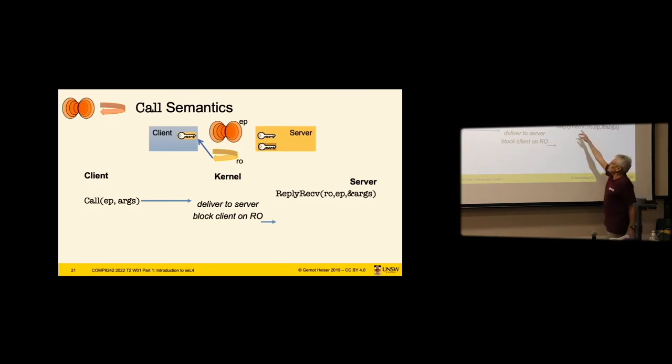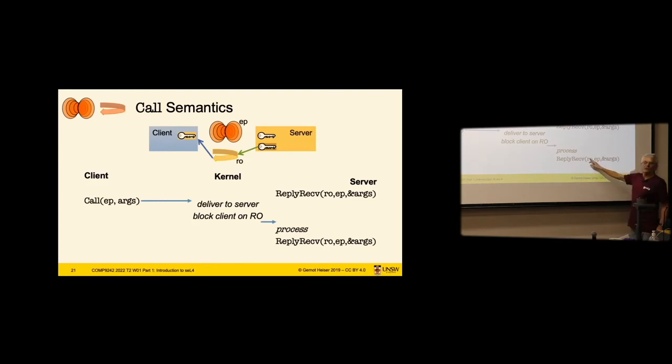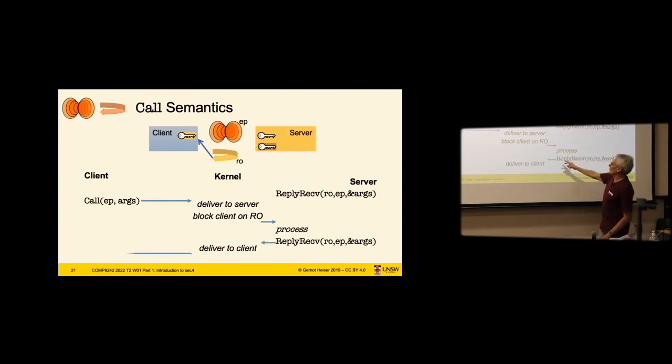And so the kernel delivers the arguments to the server, blocks the client on the reply object, and then the server can execute, do the processing, and then when it's done and responds back to the client using this reply-receive operation, it invokes the reply object. So that means it sends the response back through this reply object, and that then has the kernel deliver the result to the client, unblocks it, and it keeps on executing, whereas now the server is blocked again on the endpoint. So that's the basic way of how client-server invocation works.